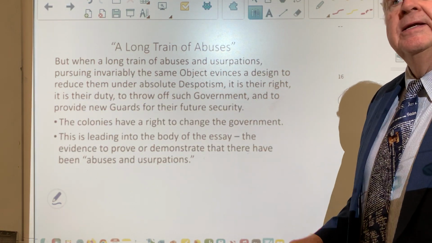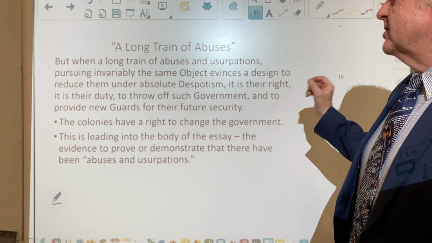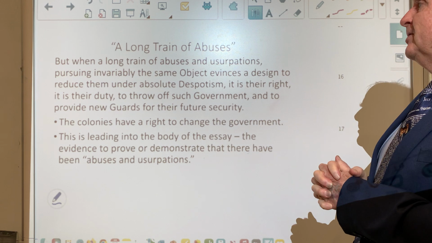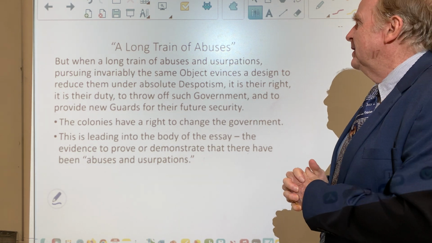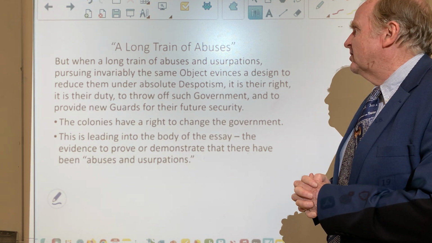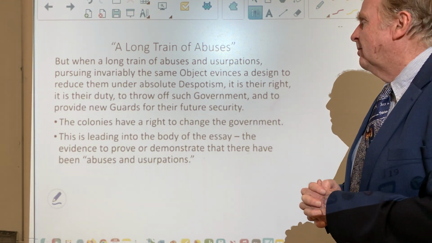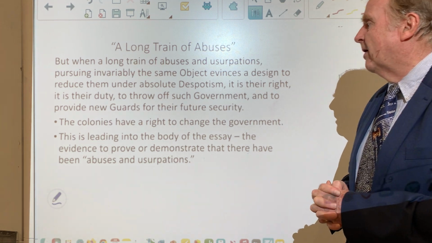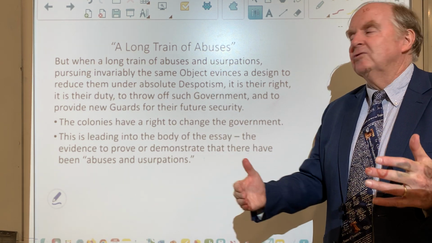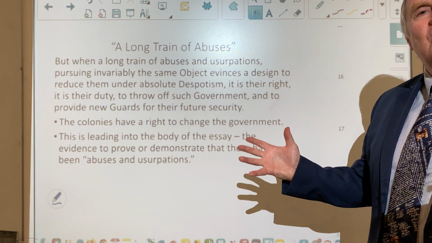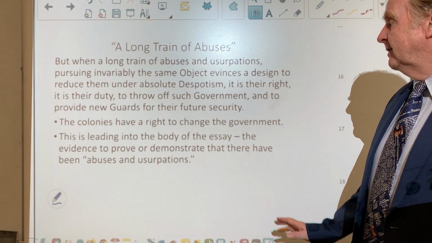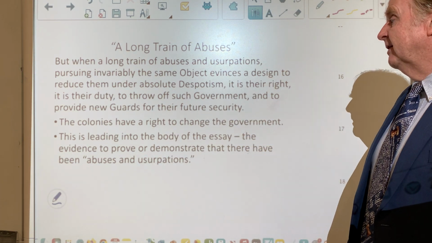Okay, and then the end of the introduction says, when a long train of abuses and usurpations pursuing invariably the same object evinces a design to reduce them under absolute despotism, it is their right, it is their duty to throw off such government and to provide new guards for their future security. That is, if the government goes too far and becomes an absolute despotism, to use their words, then the colonies have a right to change their government.